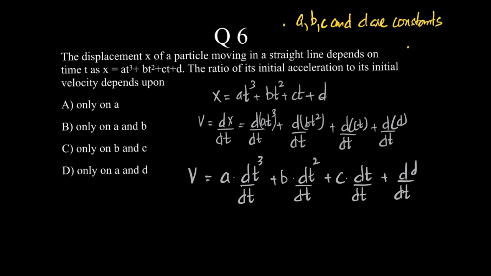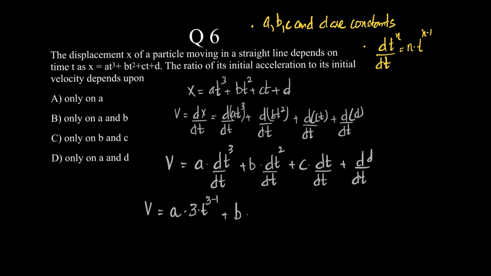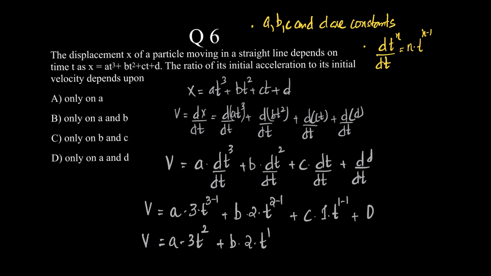That's point number one. Point number two, d by dt of t raised to n is equal to n into t raised to n minus 1. Alright, so if we apply these two, we get a into 3 into t raised to 3 minus 1 plus b into 2 into t raised to 2 minus 1 plus c into 1 into t raised to 1 minus 1 plus 0, because the derivative of a constant is 0. So v becomes a into 3 into t square plus b into 2 into t raised to 1 plus c into t raised to 0 plus 0.